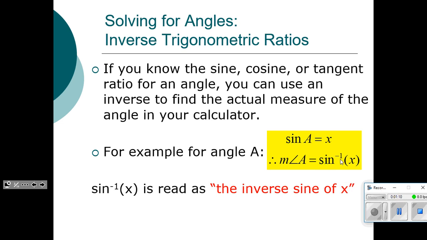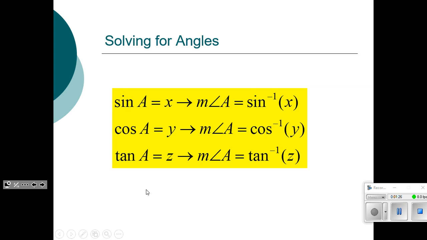So this is called inverse. So the inverse of sine x: sine of the angle equals x, so the measure of the angle is inverse sine of x. So if you want to solve for angles, you're going to use inverse sine, inverse cosine, inverse tangent. If you put in the ratio for x, y, z, it will give you the angle measurement. So we're going backwards. We went from angle to ratio, now we're going from ratio to angles.